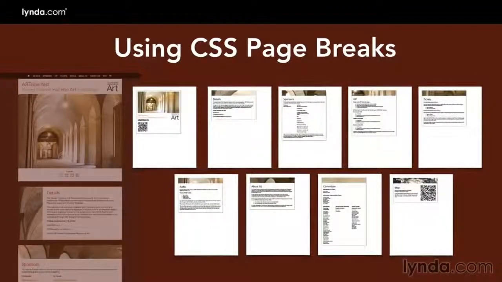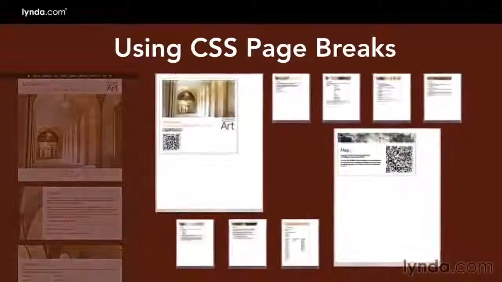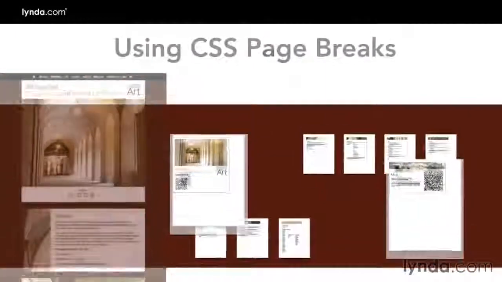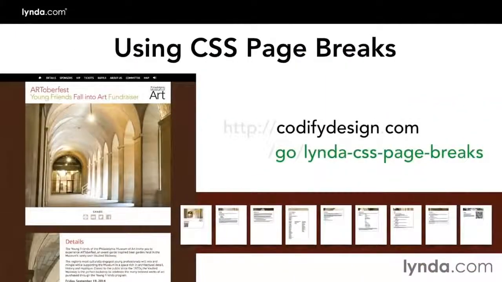So using CSS page breaks in combination with other things we learned in this chapter, such as simplifying the design and adding QR codes and other content, gives us the ability to optimize our design, not only across varying screen sizes, but across paper as well.